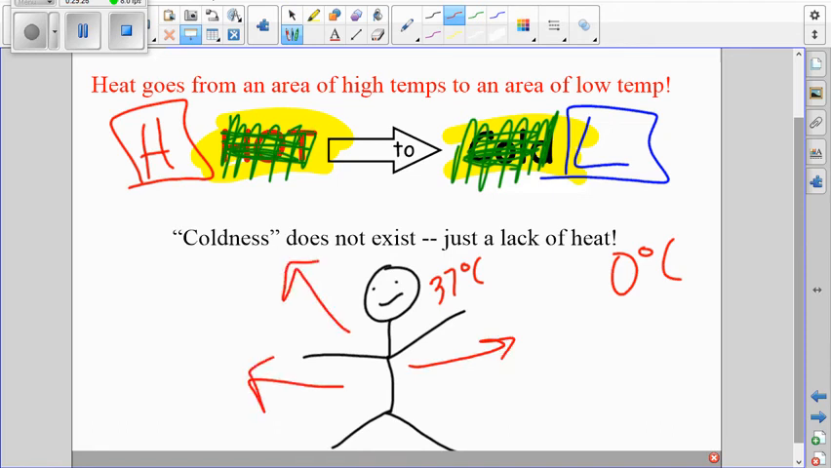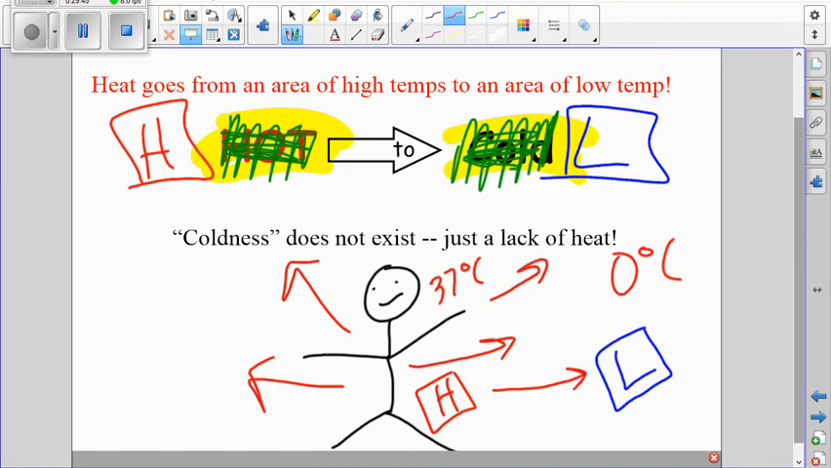My heat is leaving me because my temperature is high, it's 37 degrees. Outside is a low temperature because it's 0 degrees. So really what we have here is a little H for high and an L for low. And so the heat for me is going to the air outside. So do not say, oh man, there's a hole in my pants and the cold's getting into my... No. The heat is leaving you through the hole in your pants.